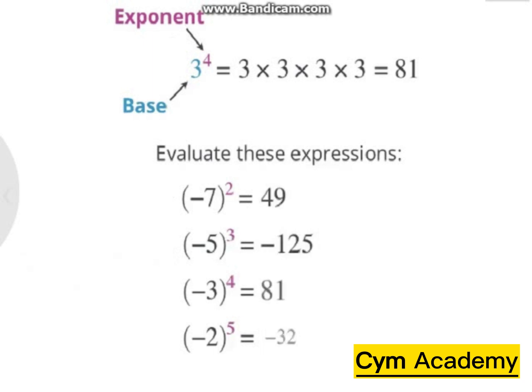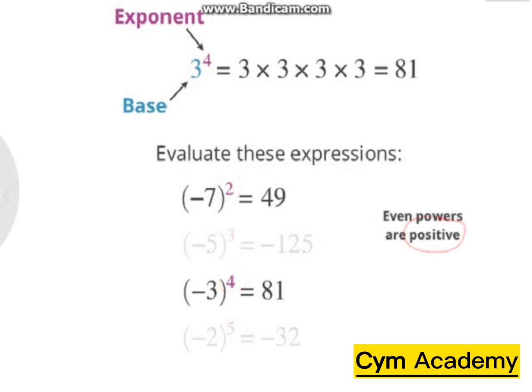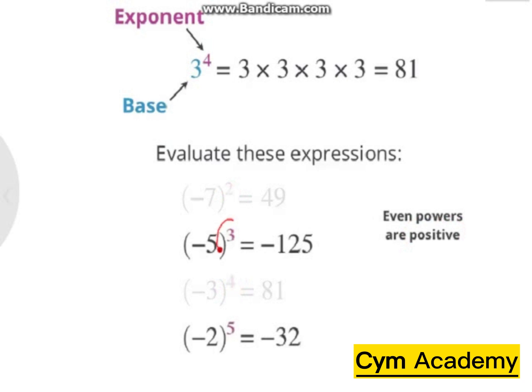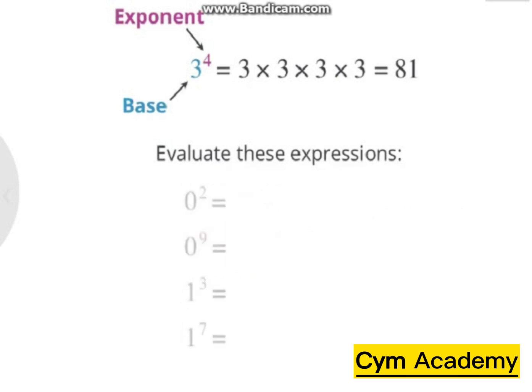Nicely done. So here are the answers you found. You might have noticed a pattern. Raising a negative number to even powers, like 2 and 4, gives you a positive result, while raising to odd powers, like 3 and 5, gives you a negative result. Next, see what happens when you raise 0 to different powers and when you raise 1 to different powers.